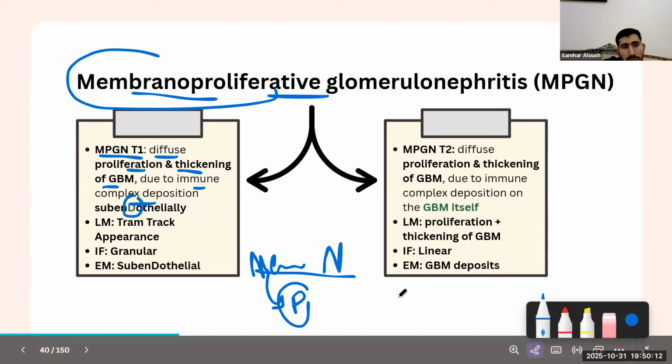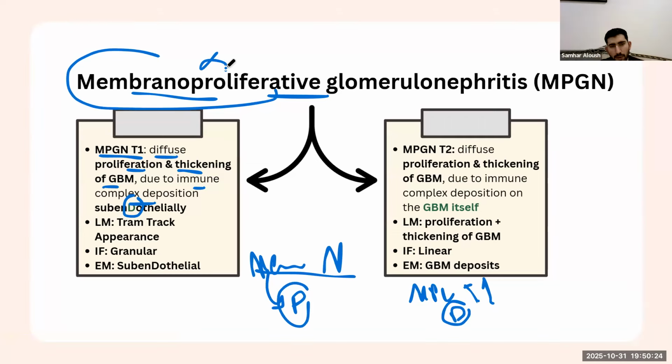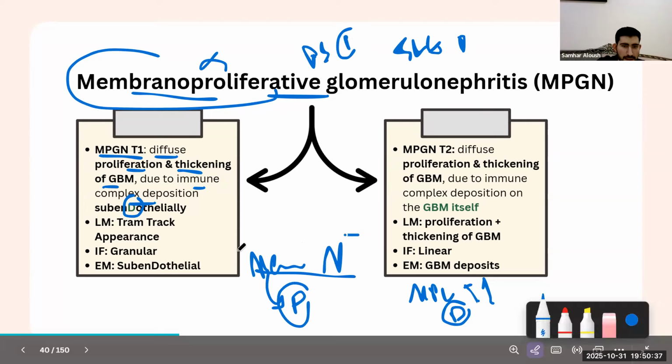طيب تاني ديزيز subendothelial. ايش تاني ديزيز؟ MPGN type 1. MPGN type 1 is subendothelial. I don't have mnemonic for this لانه ما في حرف دي في الممبرانو بروليفراتيف. بس انا بس بدي اياكم تحفظوها بالترتيب. انا ايش شرحت اول شيء؟ PSGN. اول شيء شرحت PSGN كانت ايش؟ subepithelial. تاني شيء ايش شرحت؟ SLE ايش كانت؟ subendothelial. هون نفس الشيء ممبرينس ساده. اول شيء شرحته ايش كان؟ subepithelial. طب ثاني شيء membranoproliferative type 1 ايش حتكون؟ دام اول شيء كان subepithelial ايش ثاني ديزيز حيكون؟ subendothelial.